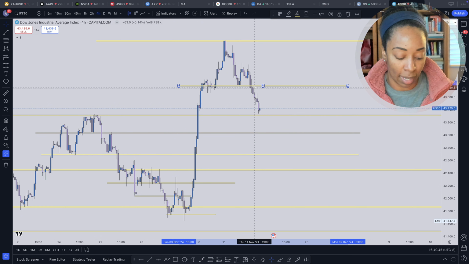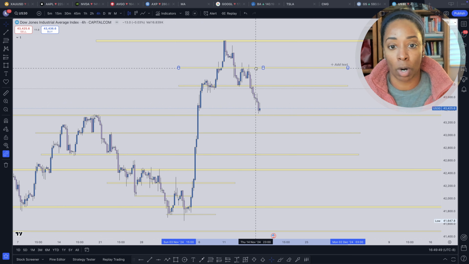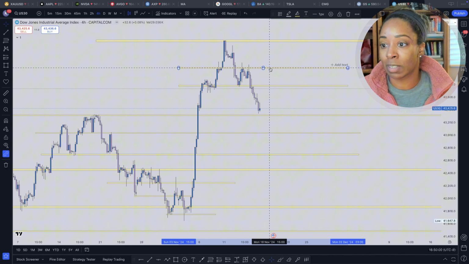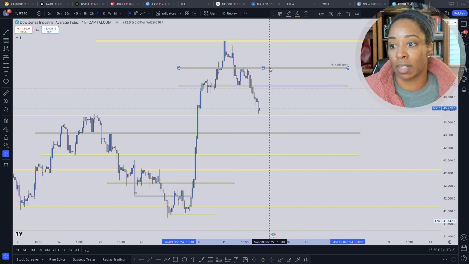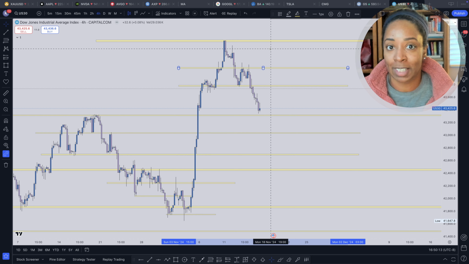So I want to keep that line there. And then the other thing that I want to do is mark off another level right here, because we have a resistance here, we have a resistance here, and then we also have several rejections throughout this area. So I'm going to mark off a 44,065 kind of zone.